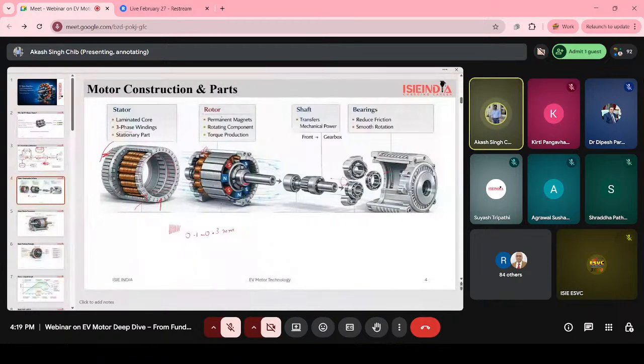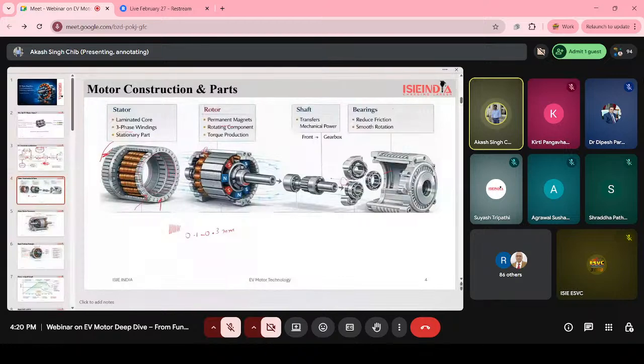And then comes the rotor part. In the rotor, we have permanent magnets. You can see north, south. These are the permanent magnets we have fixed in the rotating part. Here you can see north and south poles. When the stator magnetic field interacts with the rotor magnets, that rotation happens.